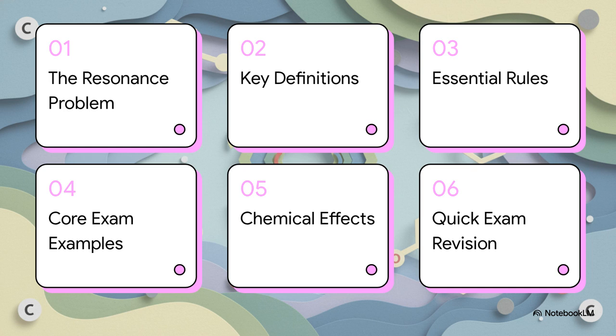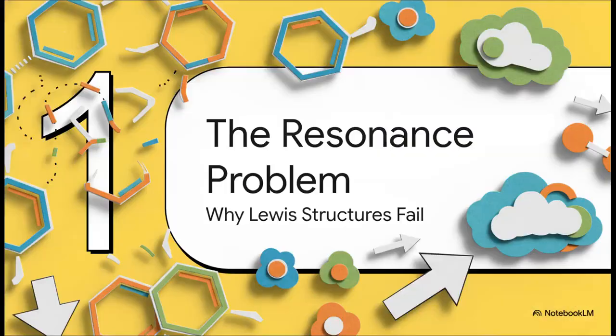We've designed this to give you the high-yield structure you need to absolutely ace those chemistry questions. We're going to hit 1. The resonance problem, 2. Key definitions, 3. Essential rules, 4. Core exam examples, 5. Chemical effects, and finally, 6. A quick exam revision. Okay, Section 1, the resonance problem.